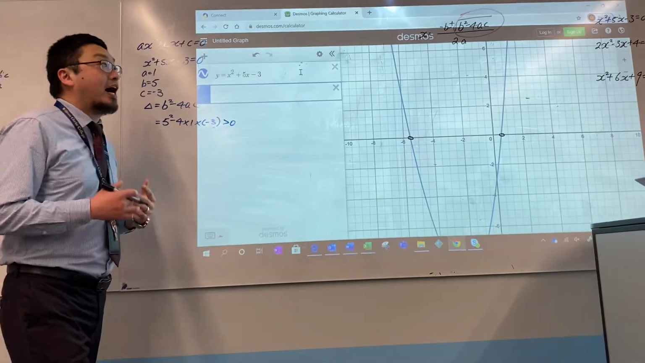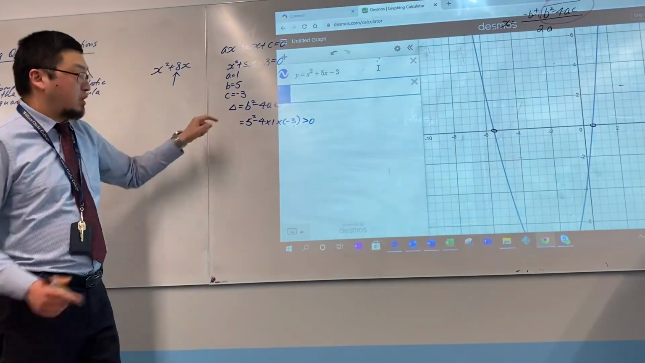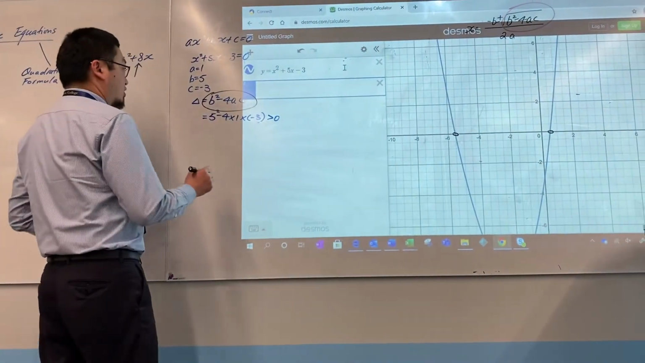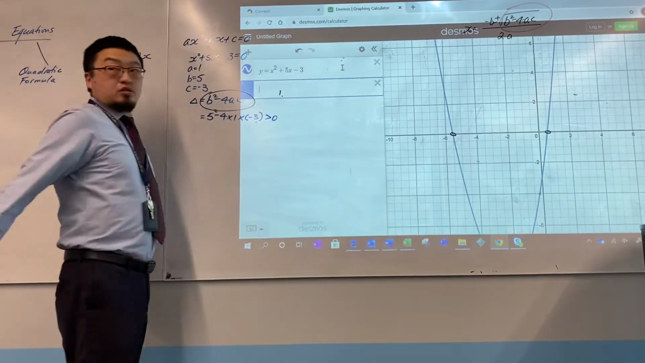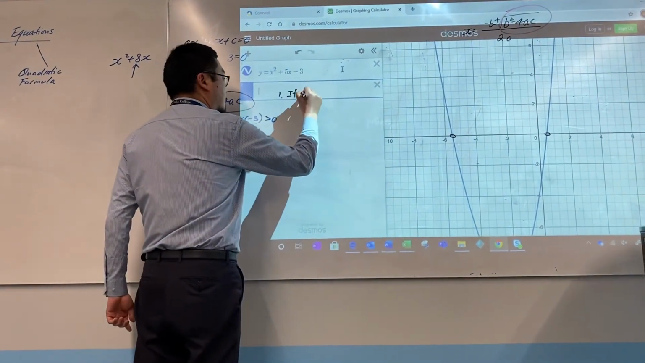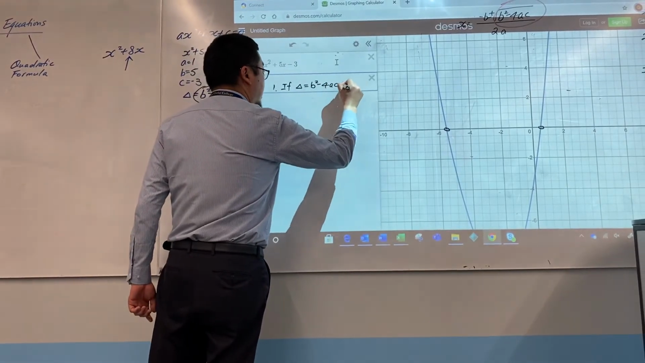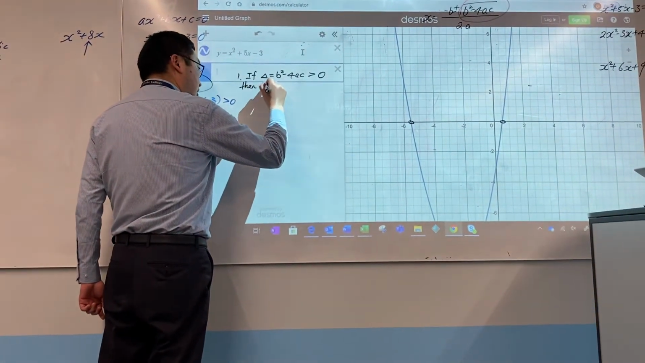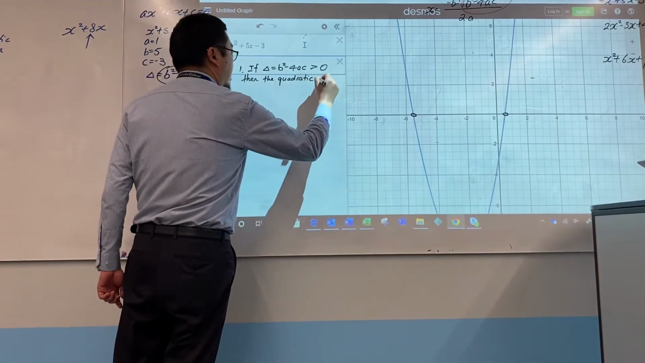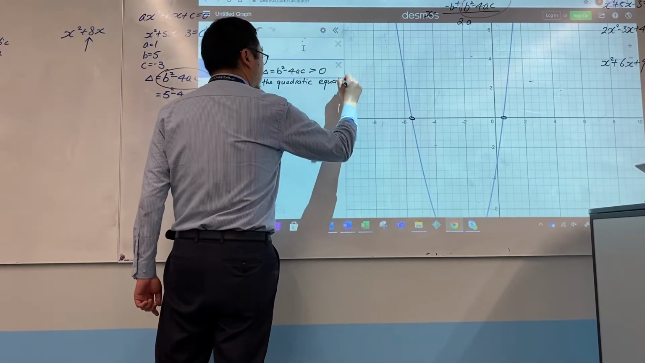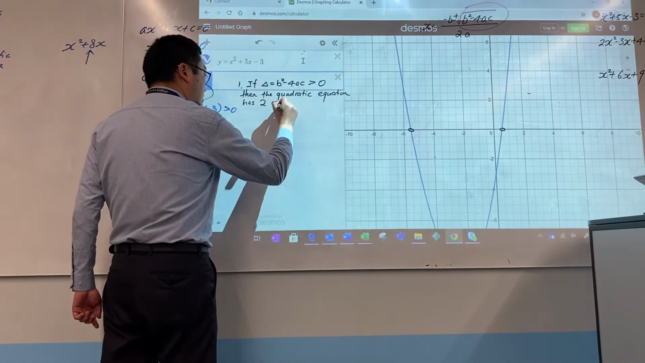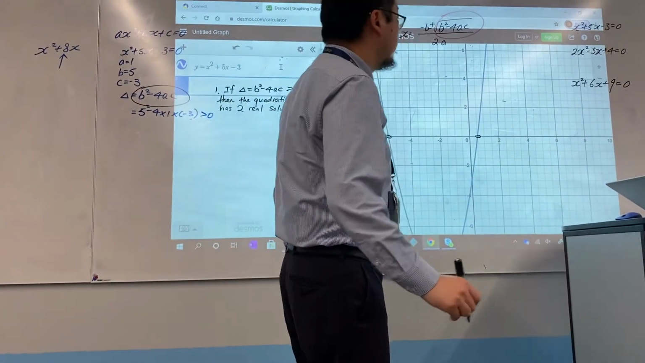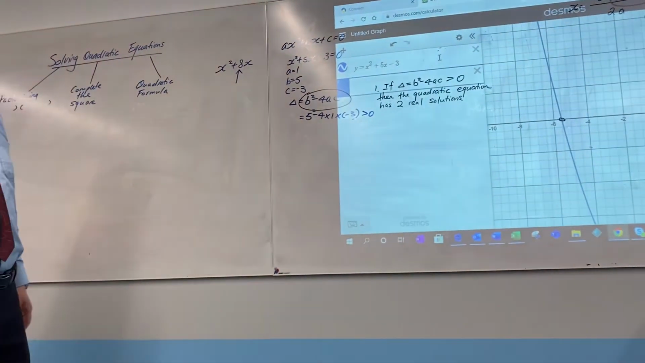But if you only want to know how many solutions there are, we only need to do the b squared minus 4ac part. You okay? Yep. So now can you write this down in your book? Let's write down in your book. If delta, b squared minus 4ac, is greater than 0, then the quadratic equation has 2 real solutions. As we can see here, one here, one here.